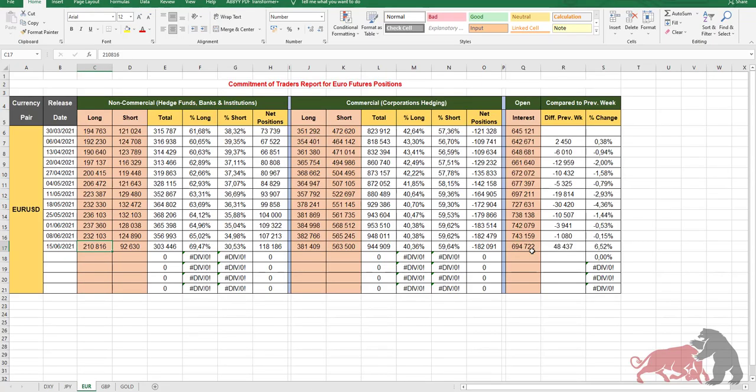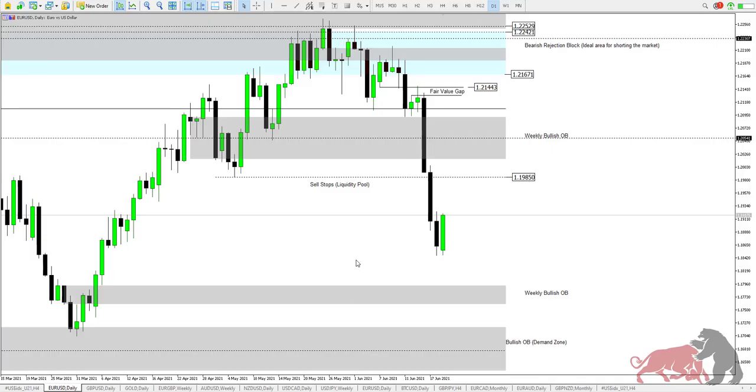And when you look at their open interest, it has jumped by almost 50,000 points. That's like a 6% change from the previous week. So euro is bound to find pressure. Euro is definitely going to be under pressure, guys.